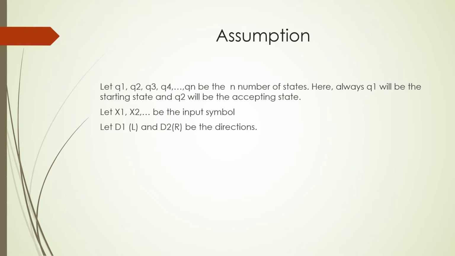And the directions. We know that the Turing machine tape head, for each transition function or for each move, has to move its head either left or right. So to facilitate these movements in the unary representation, we'll give some notations. We'll represent L as D1 and R as D2. So these are the universal assumptions which we are going to make for the Turing machine encoding.